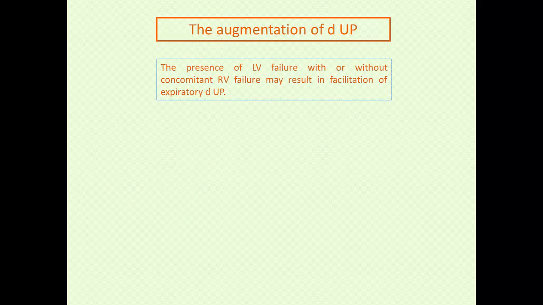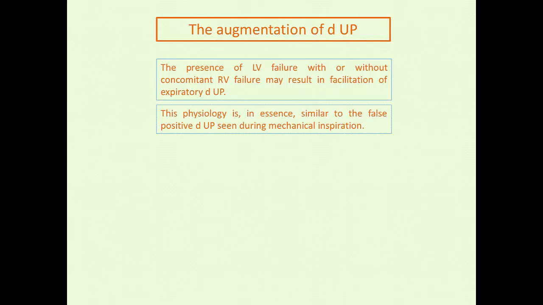So let's talk a little bit about potential reasons for an augmentation of D up, expiratory D up in this patient who's spontaneously breathing, where the augmentation, I'm referring to caveats or potential false positives here. The presence of left ventricular failure, with or without concomitant right ventricular failure, may result in a facilitation of an expiratory D up, and we talked about this in terms of the inspiratory D up in mechanical ventilation in the previous section.